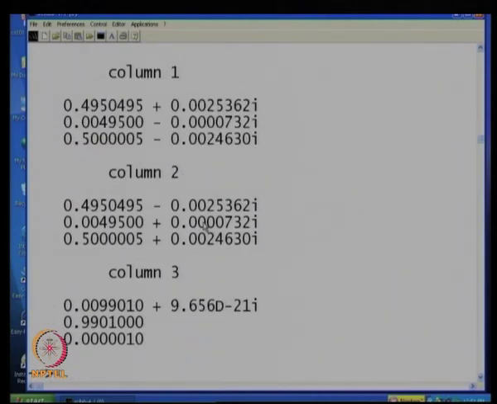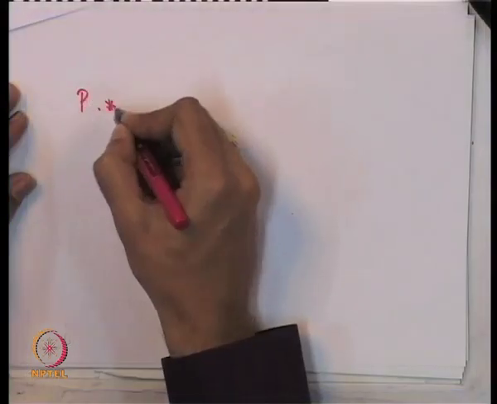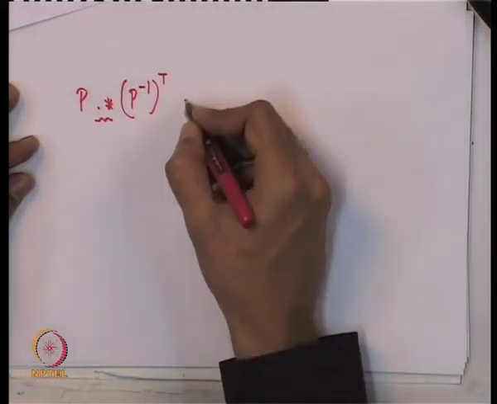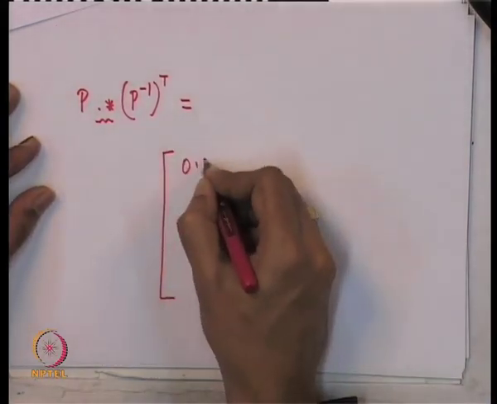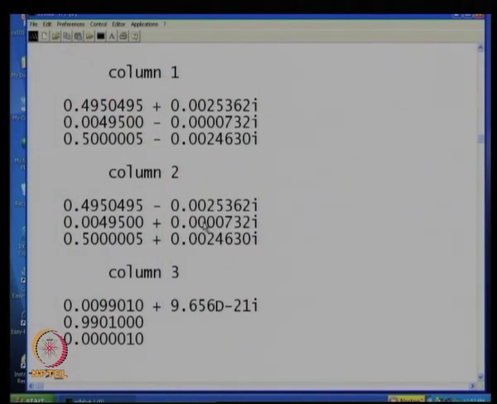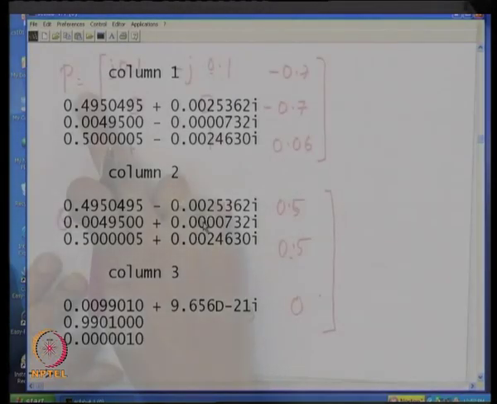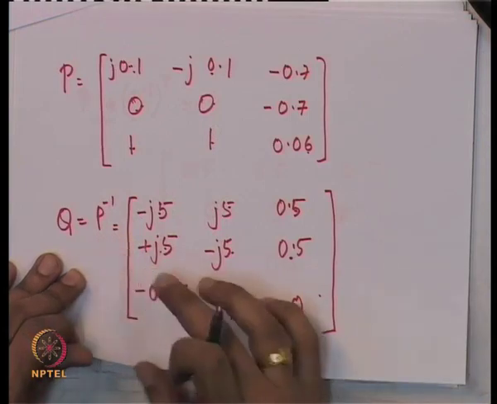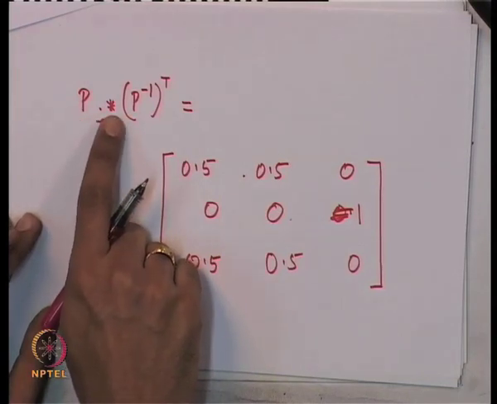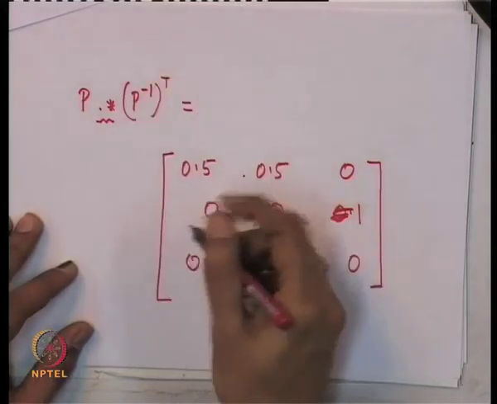So, what will we get in such a case? What we have done is P dot star into P inverse transpose. This dot star implies an element by element multiplication. So, this is given by 0.5, roughly 0, roughly 0, roughly 0, 0.99. So, this is almost 1, and you have got 0.5, 0.5 and 0. So, if I compute P, I compute P inverse and I do the computation P dot star, that is the element by element multiplication of P and P inverse transpose, this is what I get.